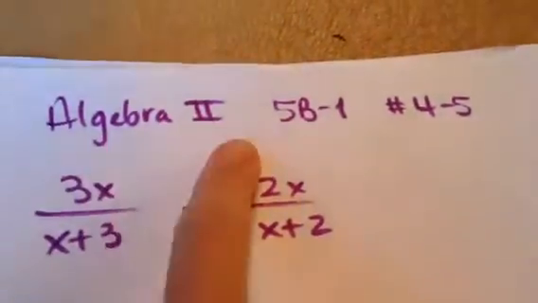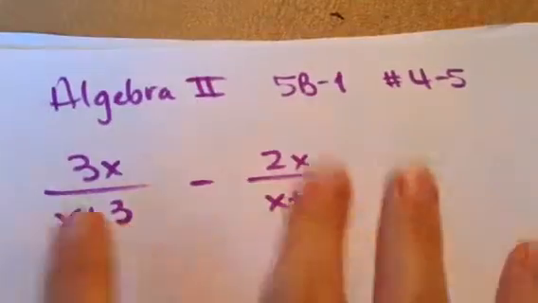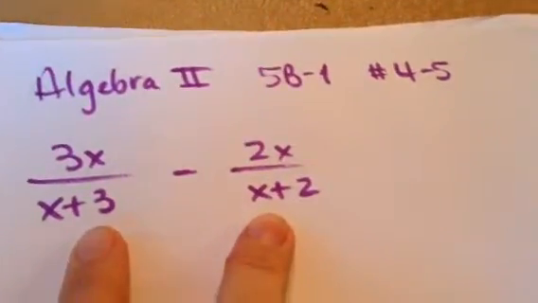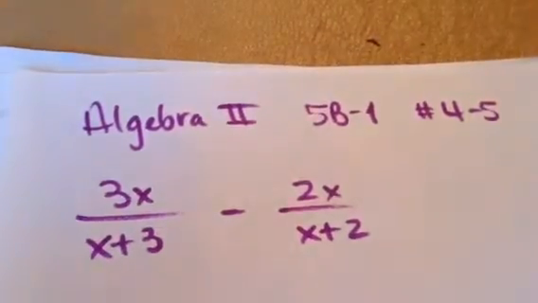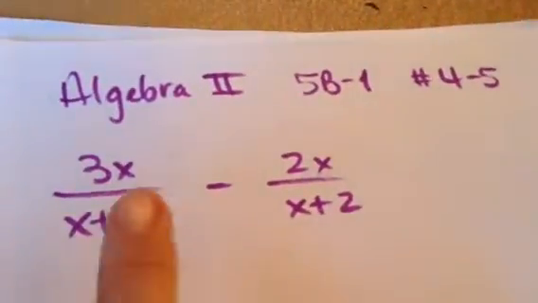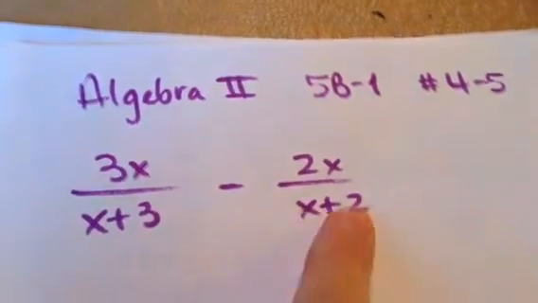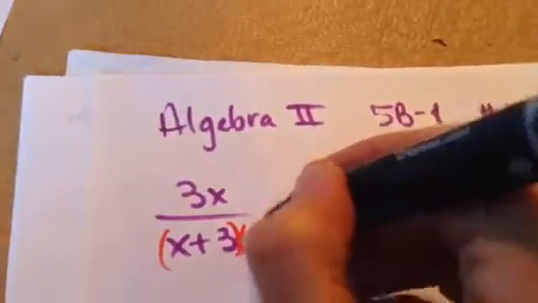Right, this is for Algebra 2, 5B-1, numbers 4 and 5. Again, we are working on adding and subtracting fractions, so we must have a common denominator. What we're going to do is, they always want what the other one has. This guy says, I want an x plus 2. If he's got it, I want it. So we're going to give him an x plus 2.